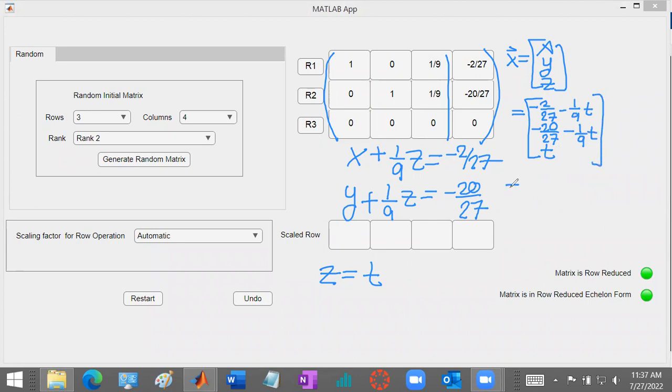Now we'll break it up in terms of constants and the factors that have t in it. So here we have the negative 2 over 27, and the negative 20 over 27. This only has t's, so this is 0. Now we look at the factors that have t in it: negative 1/9, negative 1/9, and 1 t. This is just the solution if you wrote it down. Okay, so we will go on to another example.